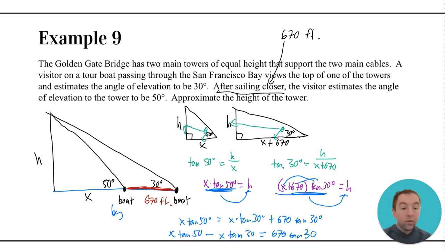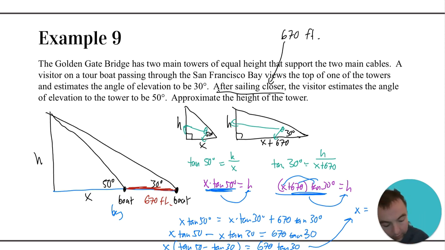And then because we still do have x in a couple of different locations, I could do some factoring by taking out the GCF that is x. And then x times tan 50 minus tan 30 would be equal to 670 times tan 30. And then I can get the x alone if I divide by the difference of tan 50 and tan 30. So x would be equal to 670 tan 30, all over the difference of tan 50 minus tan 30.